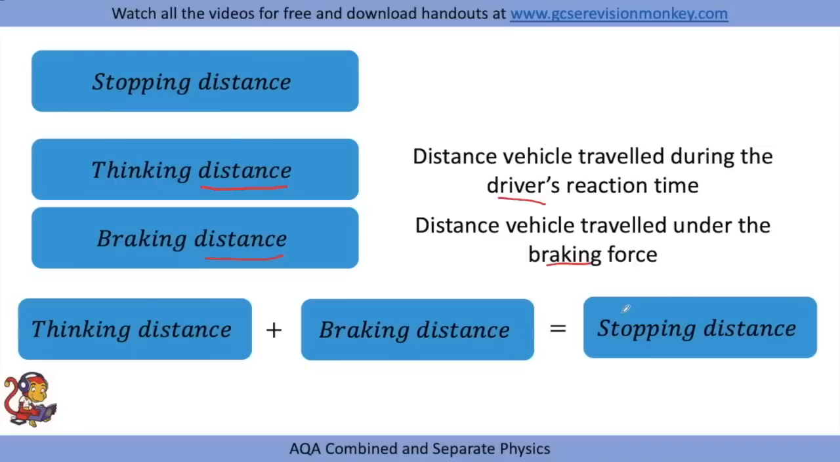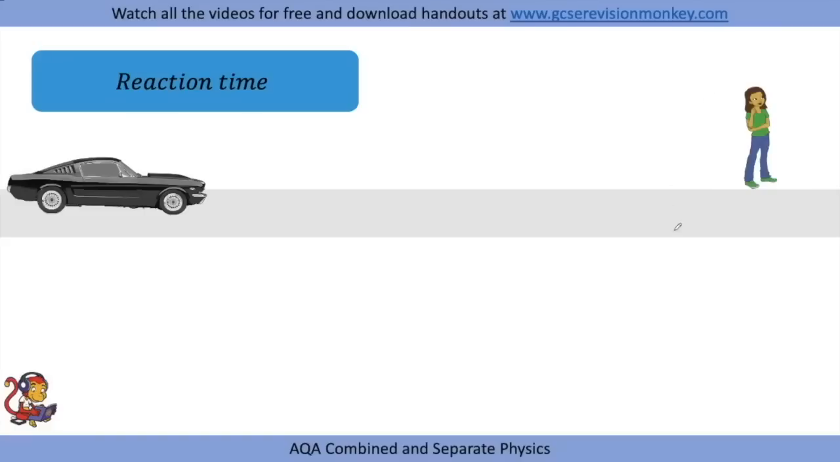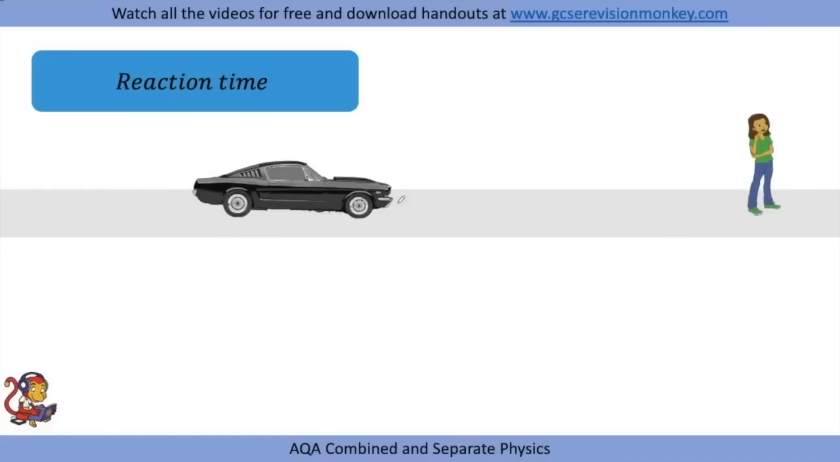So driver's reaction time normally falls within typical values of 0.2 and 0.9 seconds, but this can be varied by different things that we'll discuss later. So let's have a look at a scenario here. We've got a car driving along and a woman steps out. So the point then here that the driver notices the woman in the road will be the point that he starts to think about putting on the brakes.